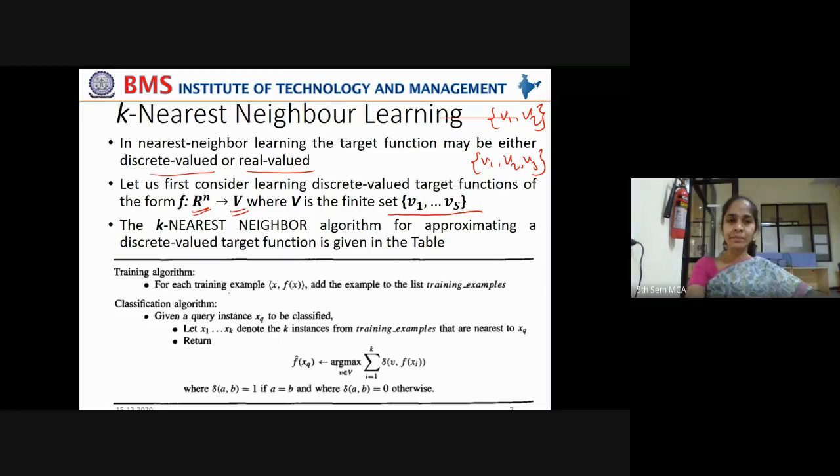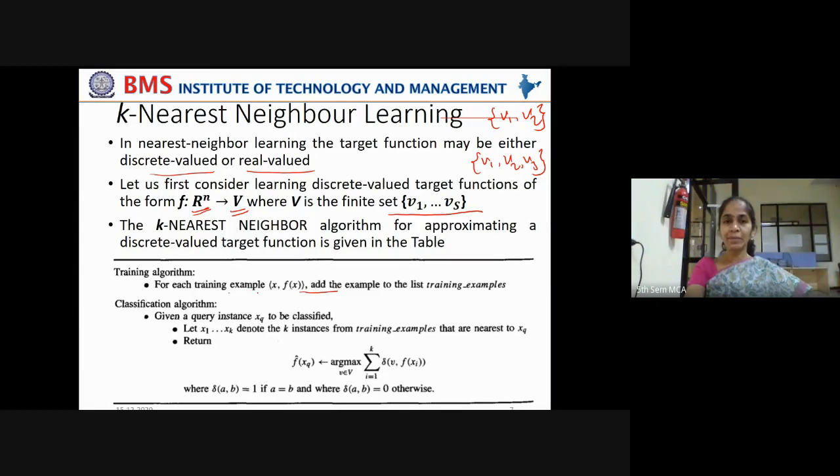Now the k-nearest neighbor algorithm for approximating a discrete valued target function is given in the table. Simple algorithm. Let us see the steps. Because you already have the basic idea, you will easily understand this algorithm. What is the training algorithm? What does the training algorithm take here? For each training example, already the training examples are saved. You know that in instance-based learning all the training examples are saved. That has to be written as a step.